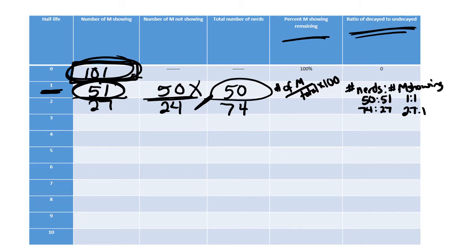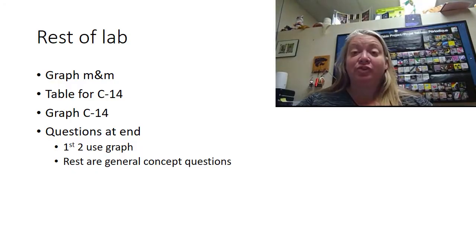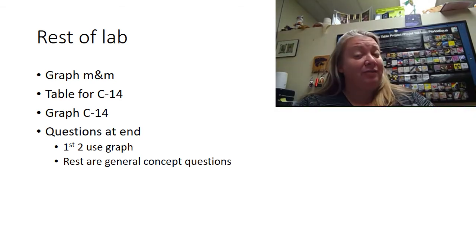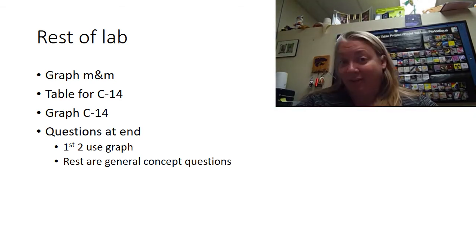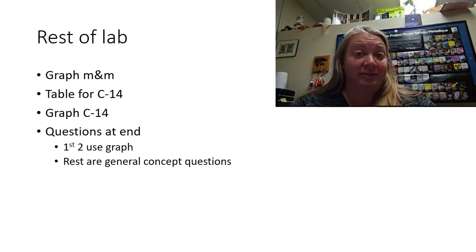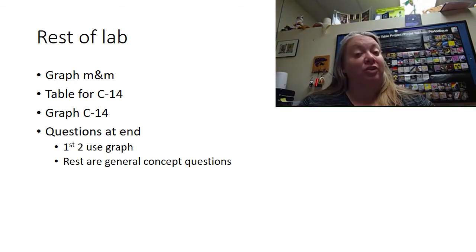So that is a really quick introduction to how to do some of the math involved in this particular lab. For the rest of the lab, first you're going to graph your M&M data. You're going to have the number of half-lives and the percent M showing. It will not be a straight line. Then there's a table that deals specifically with carbon-14. We're going to look at the half-life of carbon-14, the number of years, and see how it decays. Then you graph that particular information on the bottom.